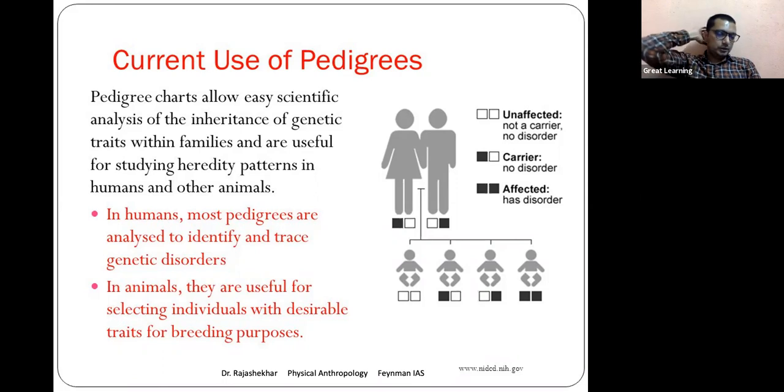But for humans, they can probably use it as a method for qualifying or disqualifying someone for marriage, right? What is the percentage chance of having the disease? So do you think this is useful for Down syndrome or triple X syndrome? Are pedigree charts useful for diagnosing chromosomal abnormalities?